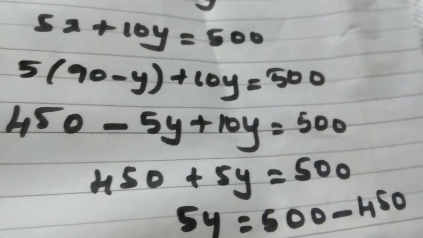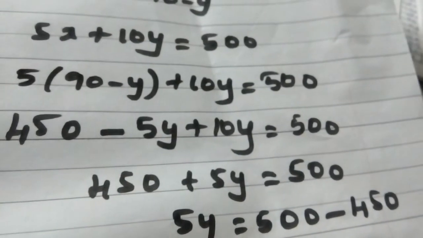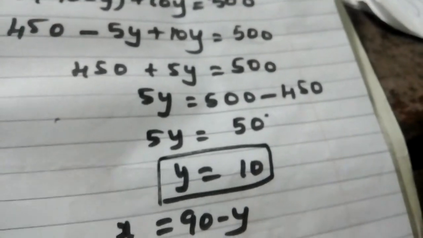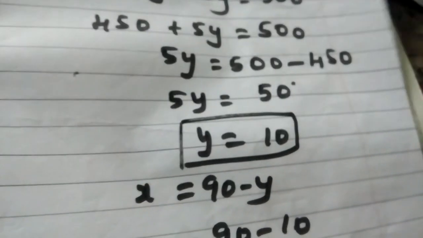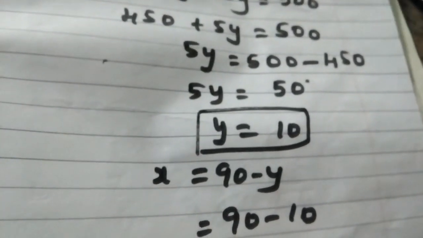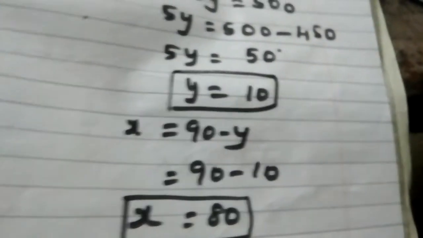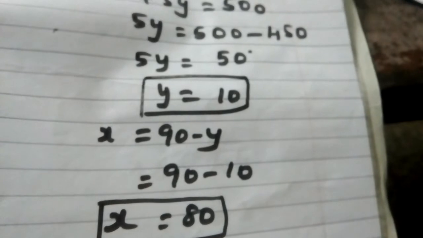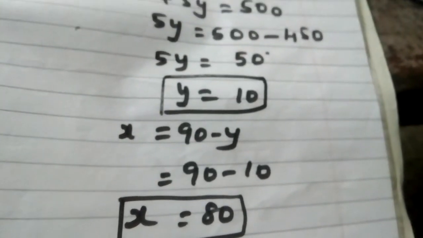Then when you combine 10y minus 5y, you will get 5y. So 450 plus 5y is equal to 500. Therefore 5y is equal to 500 minus 450. You will be getting the value of y to be 10. Is it clear? Then after getting this y value, you have to substitute in the x equation. There you can get the value of x. So x is equal to 80, which is the required answer for us. So the value of y is 10 and the value of x is 80.